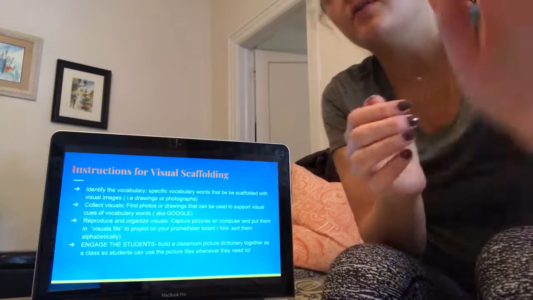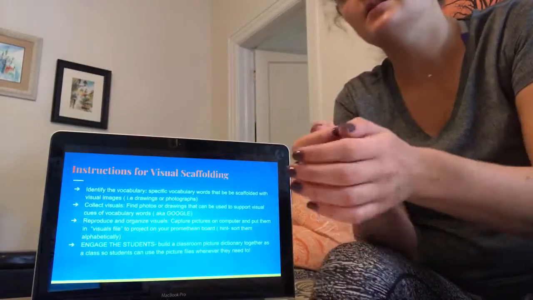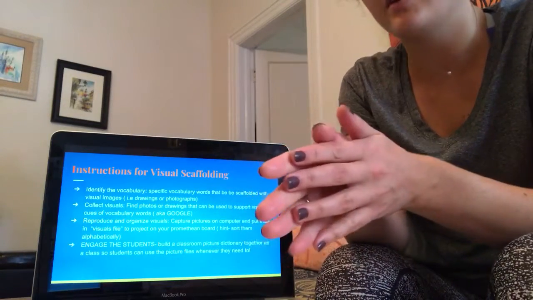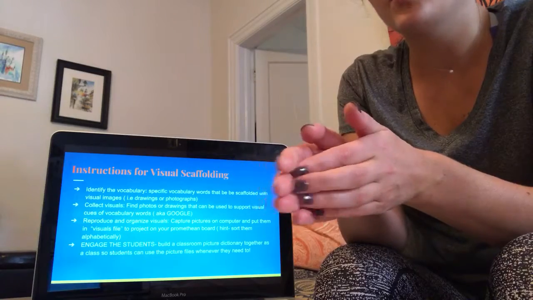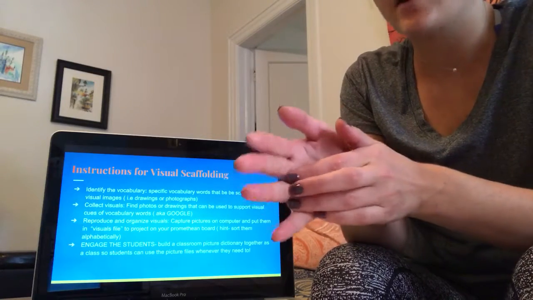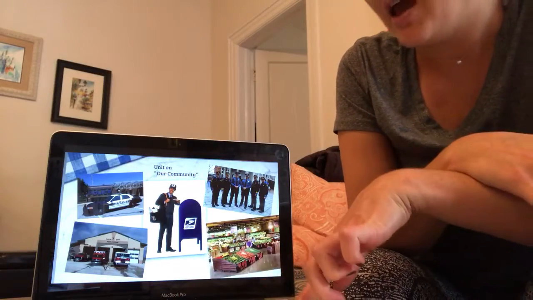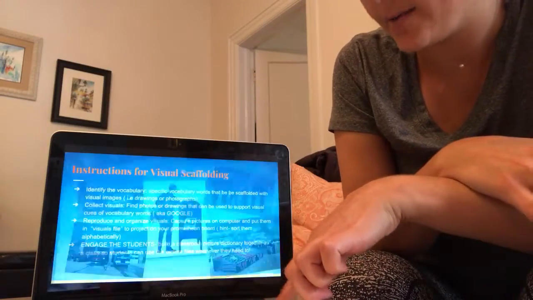And you could also even alphabetize that list or the visual file to help you when trying to figure out the vocabulary words for the unit. So that'll help you a lot to have it alphabetized. And then, oops, go back.